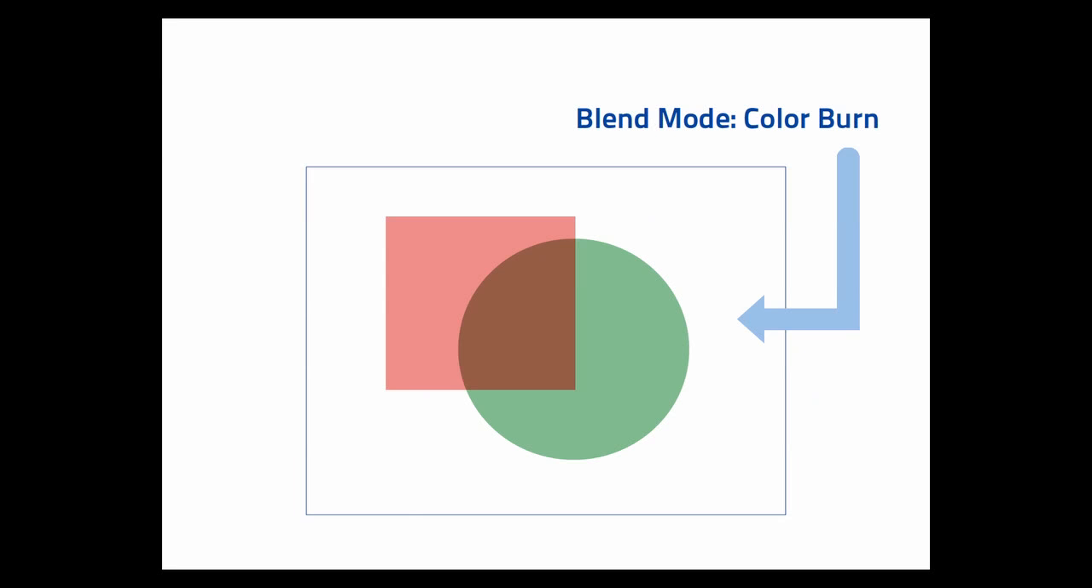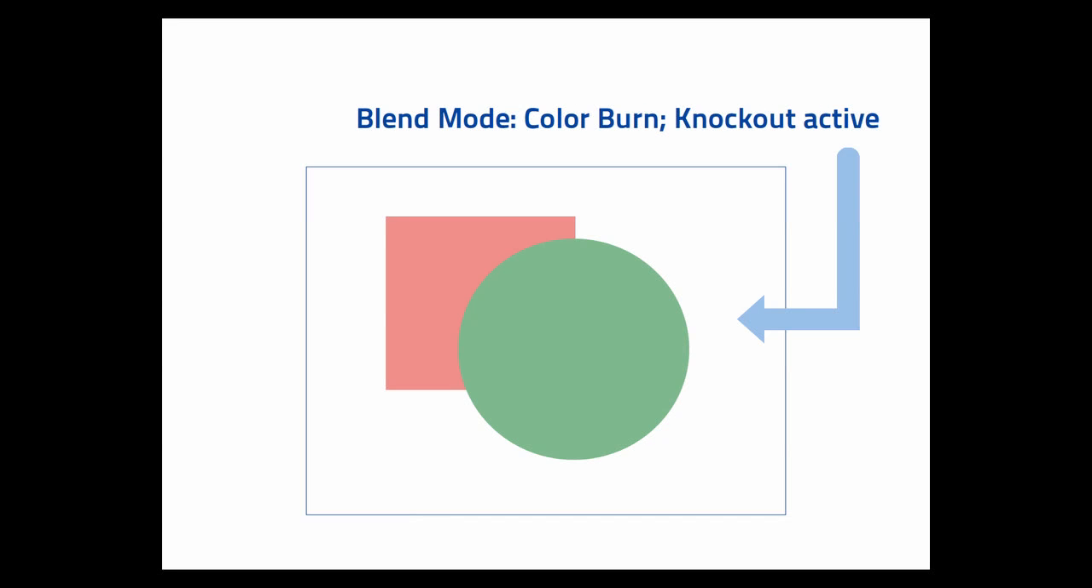Blend mode is the one thing. There's also something else. Whoever said that two objects have to blend with each other at all? There's also the option to let objects knock out each other. What does that mean? I have the same example again. Here's the blend mode color burn we've already seen. Now if I set that to knock out, the top object knocks out anything underneath it.